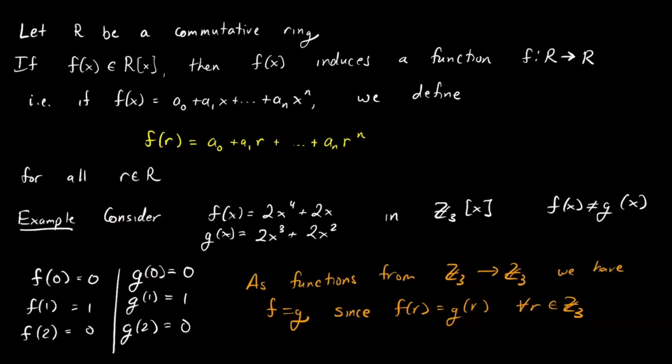So I've taken a second to write out this fact, right? The idea, again, is that f(0) is 0, f(1) is 1, f(2) is 0, and g(0) is 0, g(1) is 1, and g(2) is 0. And so the idea is that as functions from Z3 to Z3, we have that f(r) is equal to g(r) for all r in Z3, which means by definition that these two are equal as functions, right? So even though the polynomials are different, the function that they induce is the same.